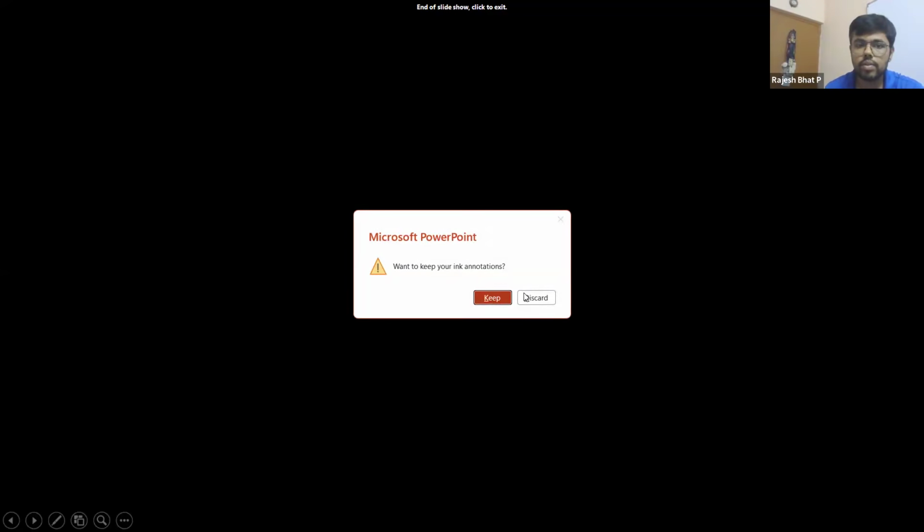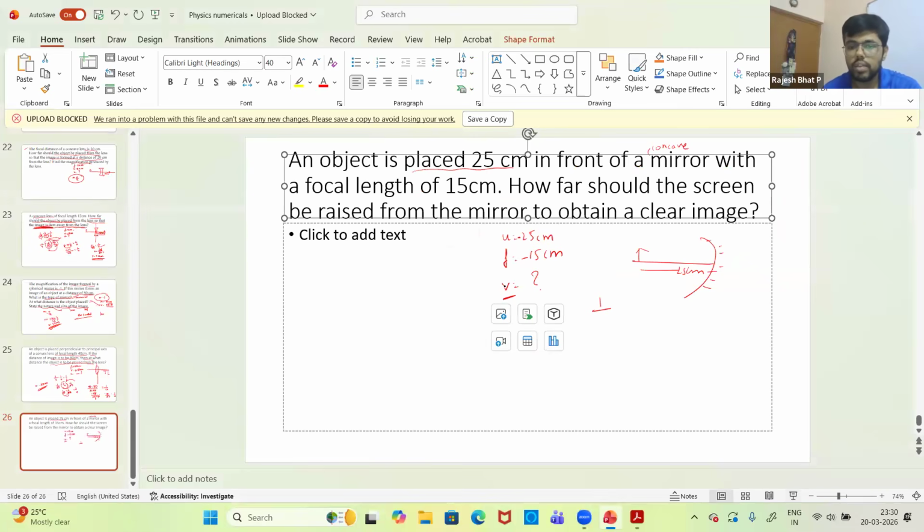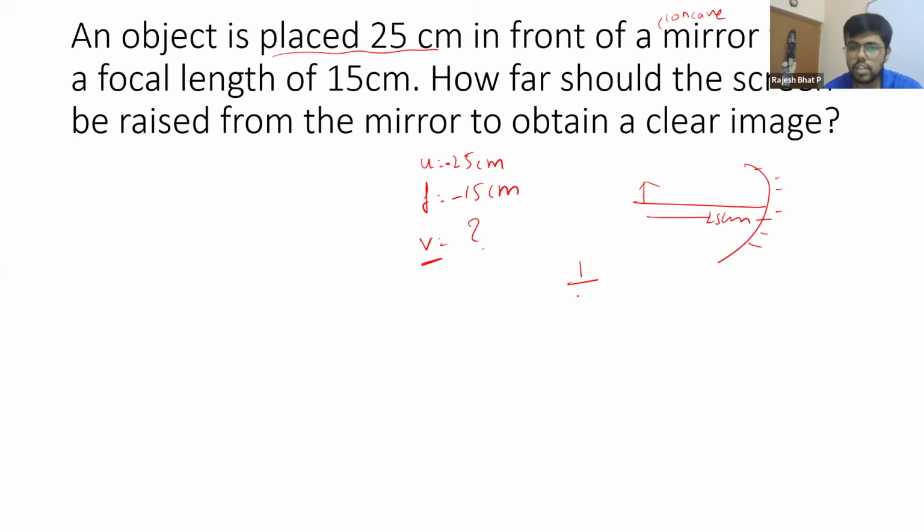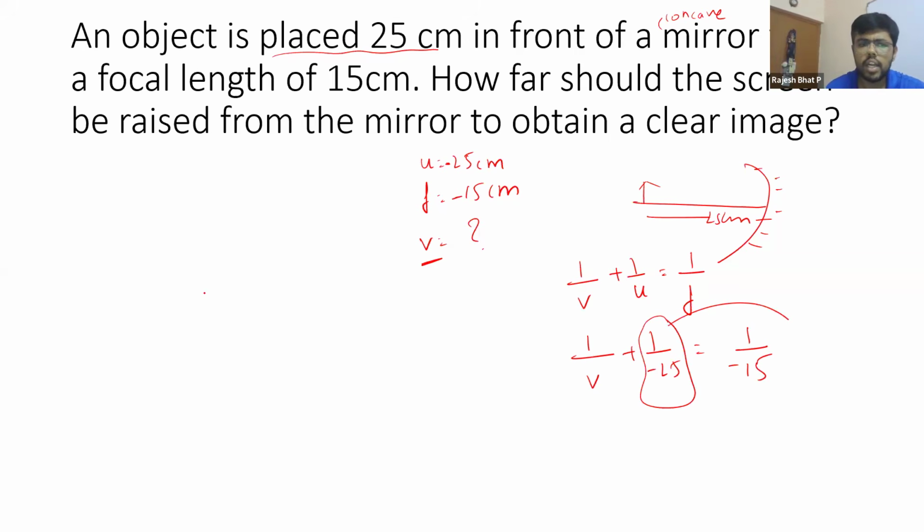One second, I'm very sorry. This is the mirror formula: 1 by v plus 1 by u equals 1 by f. U is minus 25, f is minus 15. Just take this entire term to the other side. It becomes 1 by v equals minus 1 by 15 plus 1 by 25.